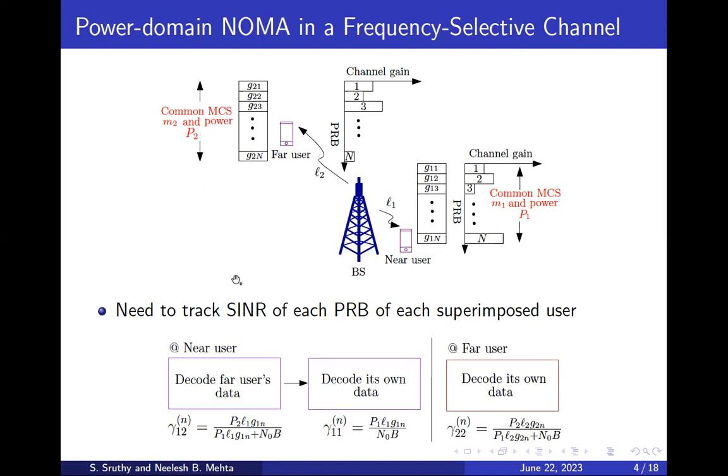For that, we need to track the SINR of each PRB of each superimposed user. Let's first look into the near user. As I already said, it decodes the far user's data first. For that, the SINR is given by the signal power from the far user over the interference from the near user plus noise power. After that, it cancels out the far user's signal from the received signal and decodes its own data. So here only SNR comes, no interference is there. Whereas the far user decodes its own data in the presence of interference from the near user.